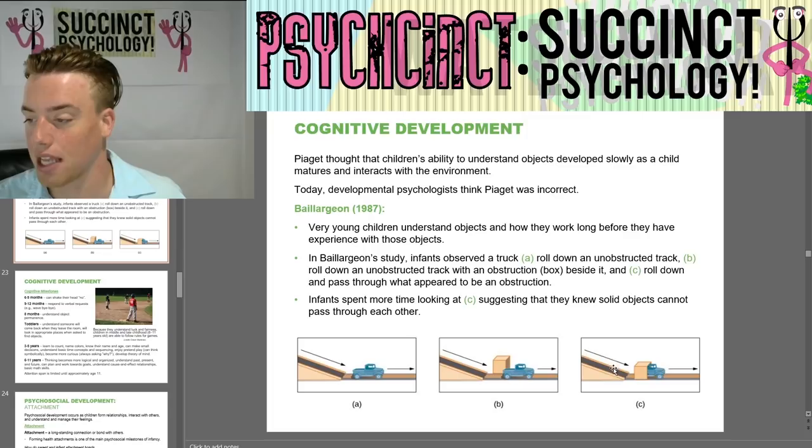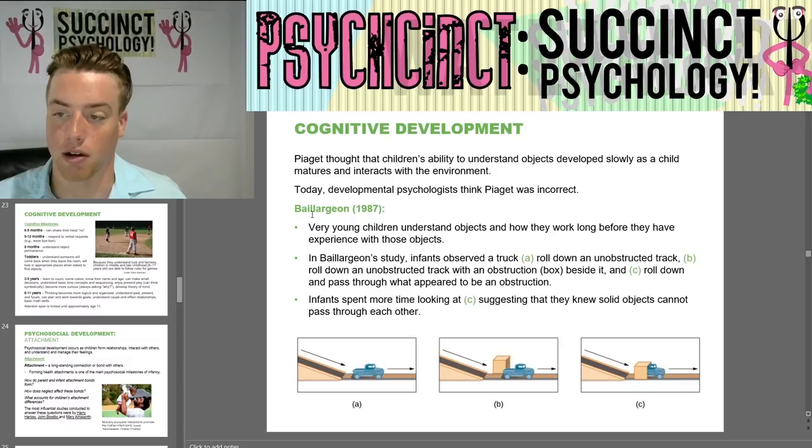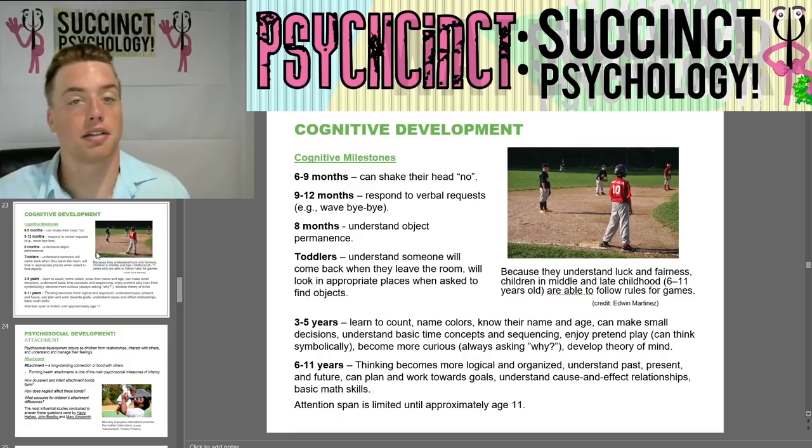Infants spent more time looking at C, suggesting that they knew solid objects cannot pass through each other. So that's Baillargeon. Sounds like an alien name. Now, cognitive development. There are cognitive milestones.